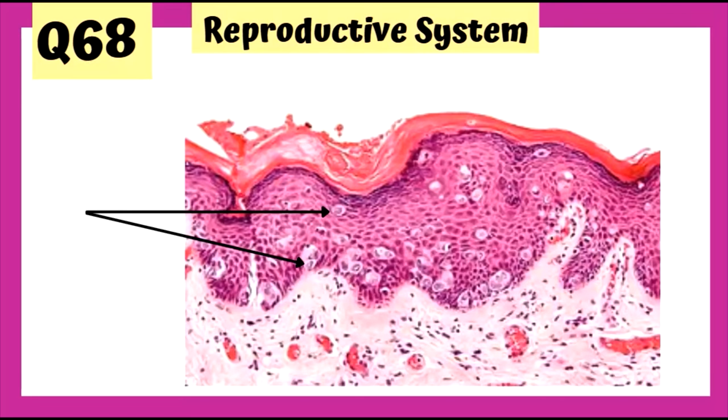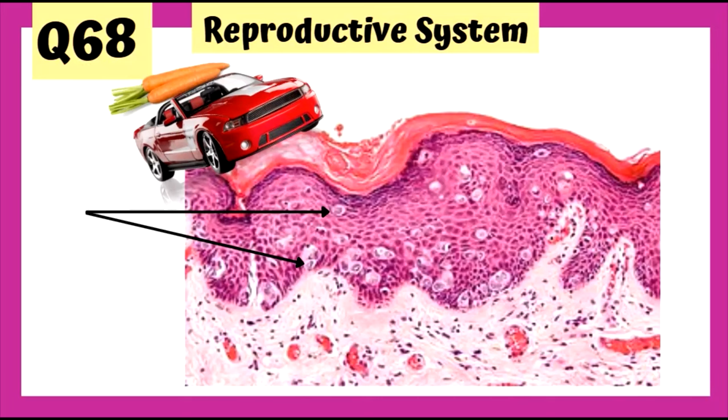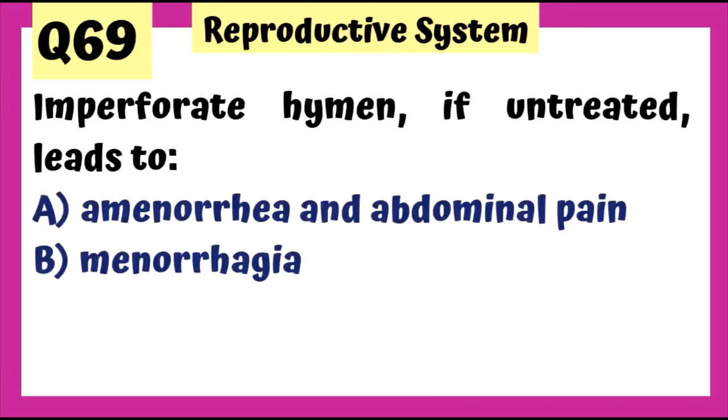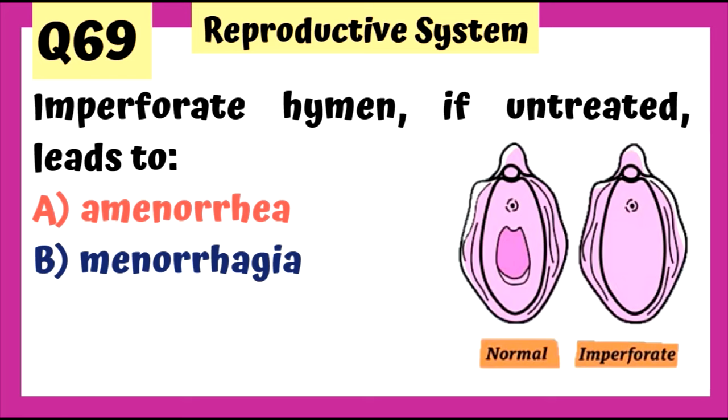And here we see the histology, where we see the keratin. This is more of a Step 1 thing than Step 2. Okay, keratin, and it's a carcinoma. All right, imperforate hymen, if untreated, leads to amenorrhea and abdominal pain. She's not going to, of course, have her periods because it's all closed up. All right, here's the normal one, here's the imperforate one.